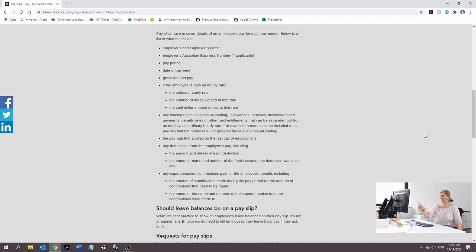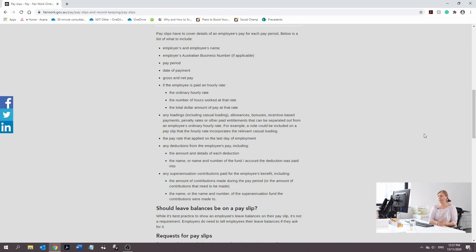Okay, so it says here, for example, a note could be included on a payslip that an hourly rate incorporates the relevant casual loading. It's actually new, and it's new from this year because of a decision that came down, but it's good to see that they've updated their website. Okay, the pay rate that applied on the last day of employment as well. So if this is your last payslip, then there should be some information there too.